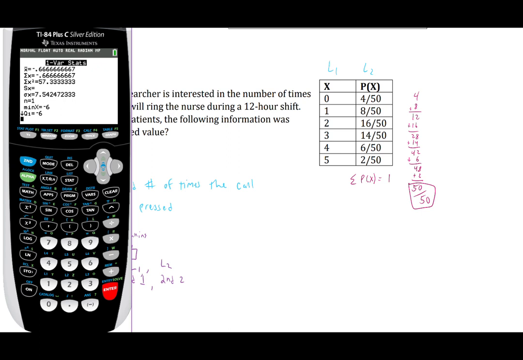All right, so that is discrete probability distributions for the discrete random variable. And that's all we got.